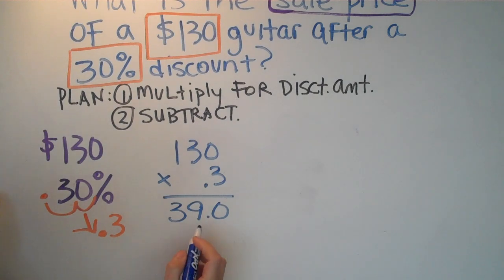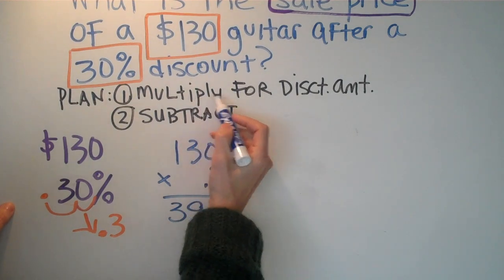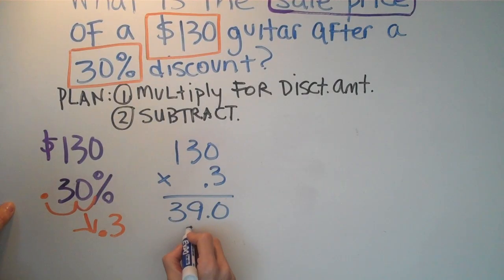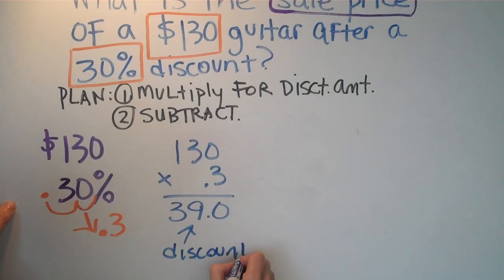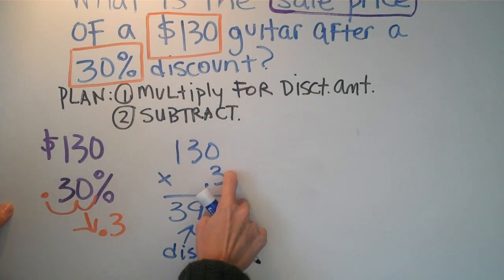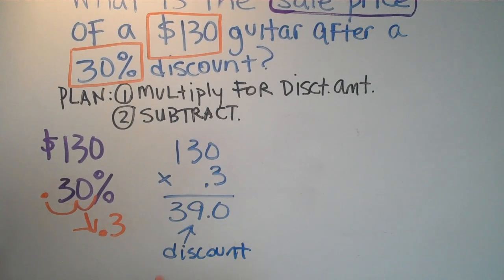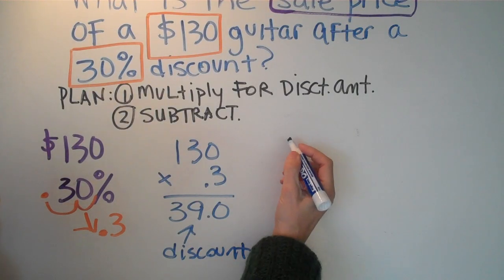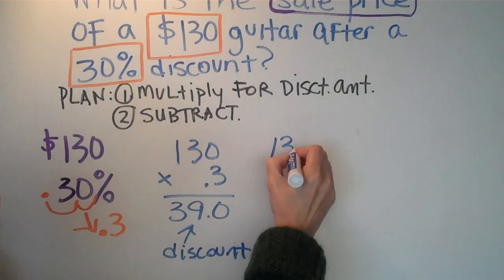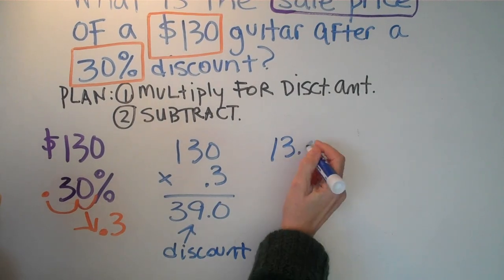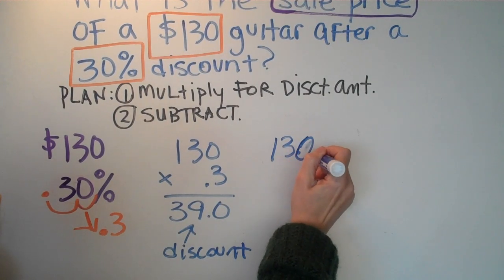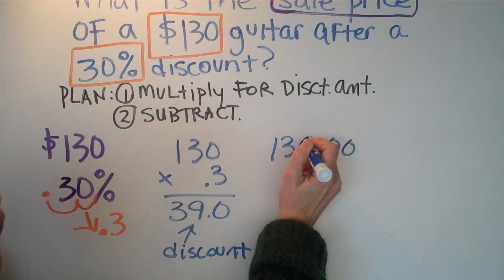Well, $39, as we know from multiplying for the discount amount, is actually the discount. That's how much we saved. That is exactly 30% of that number. That's $39. Well, if we save $39, what was the original amount? The original amount was $130, right? Put the decimal after 130.